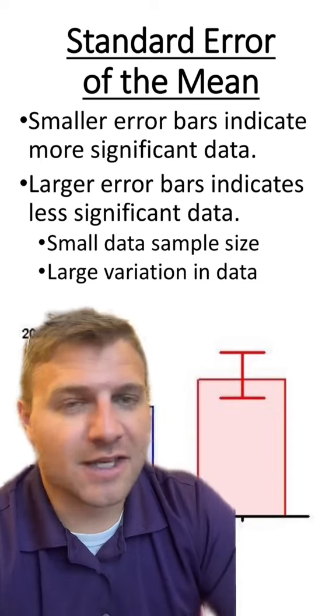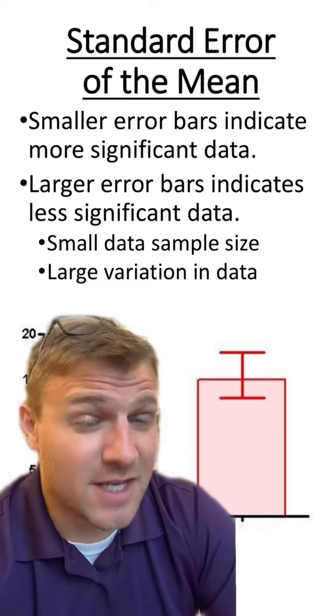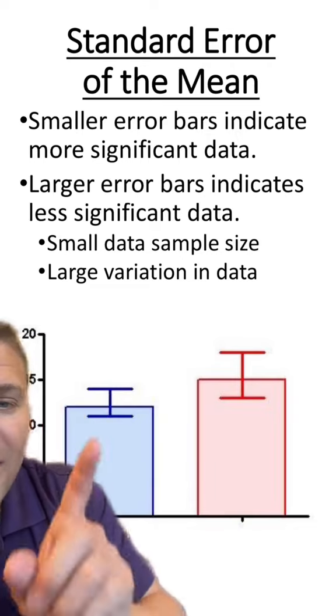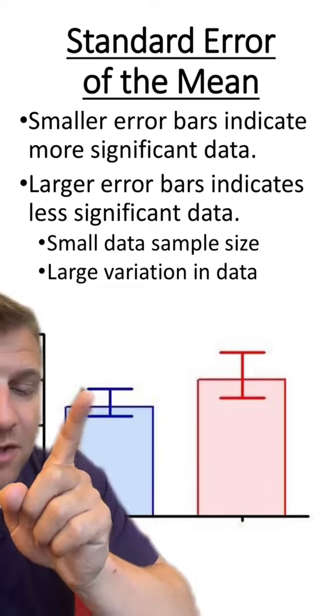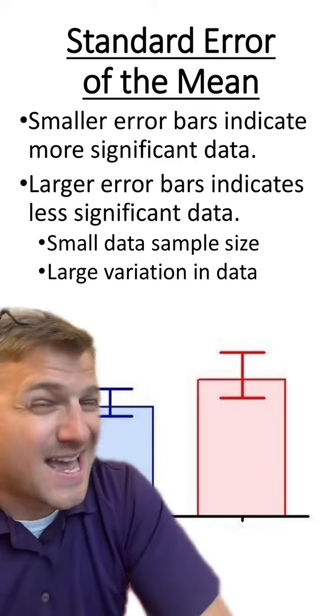That means one of two things might be happening in that data set. This could mean there's a small data sample size, or there's just large variation in data. Now looking at our graph here, you can see these error bars are smaller or closer together than these error bars are. So what does that mean?